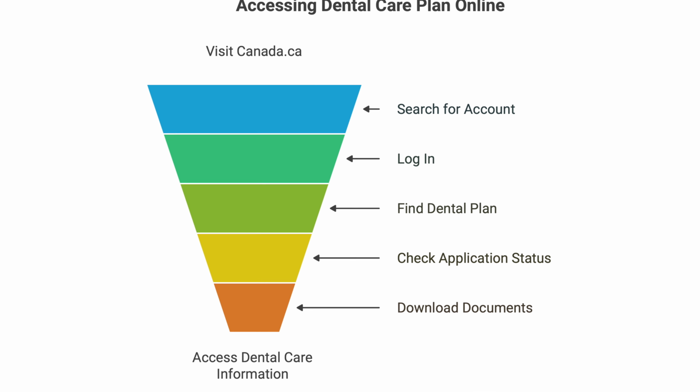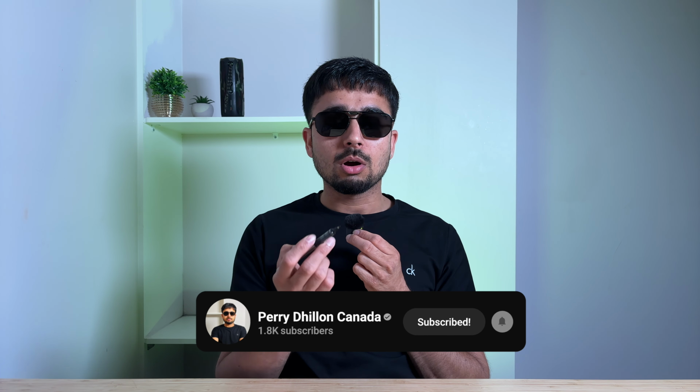Go to the official website www.canada.ca, search for My Service Canada Account, log in using your GC key or bank login. You might have used this when applying for EI or CPP. Once logged in, look for the section that says Dental Care Plan. There you can check if your application was received, see if it's still being processed, find out if it is approved, see your coverage start date, download documents like your approval letter or membership ID. Tip: if you don't have a Service Canada account yet, create one. It's free and useful for many government services.